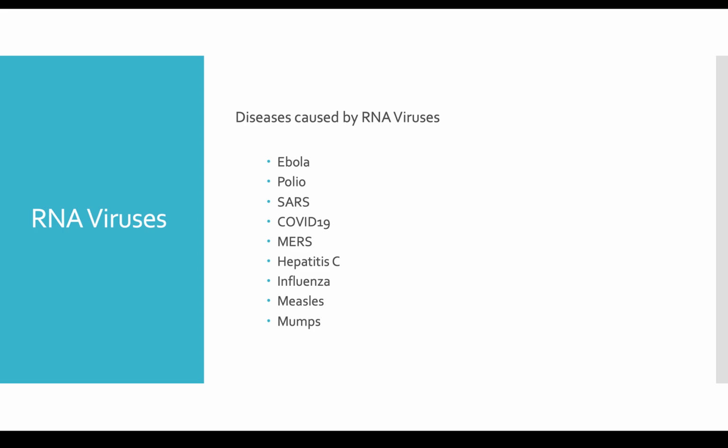MERS is Middle Eastern Respiratory Syndrome. This is a relative of SARS and COVID-19 that emerged, I think, in the Egyptian area back around 2010 or so, and is a very difficult disease to deal with, and that has mostly gone to the wayside. Hepatitis C, yearly influenza, we all get our flu shots, and measles and mumps sort of round out the RNA viruses.